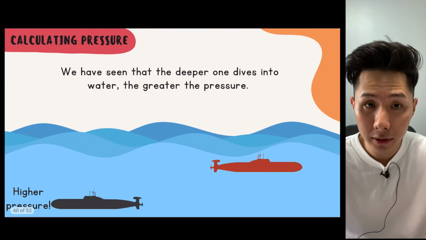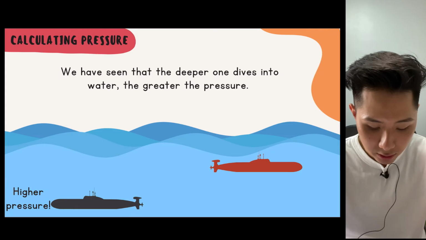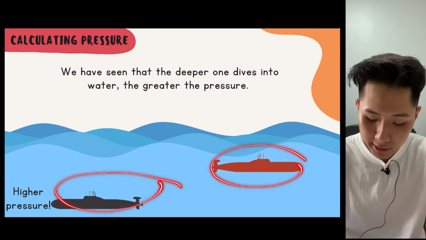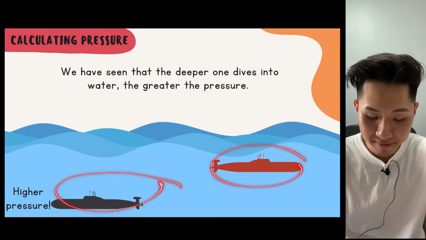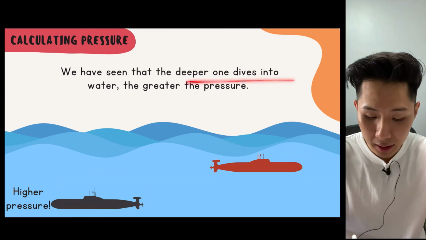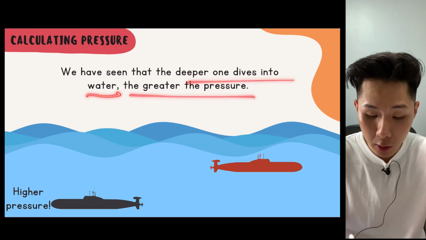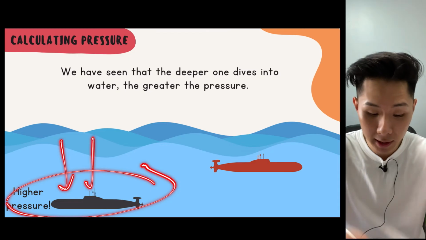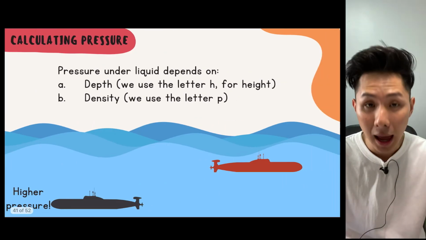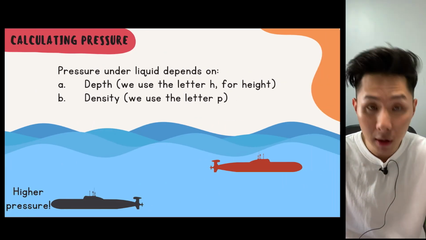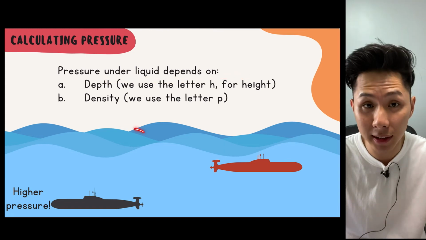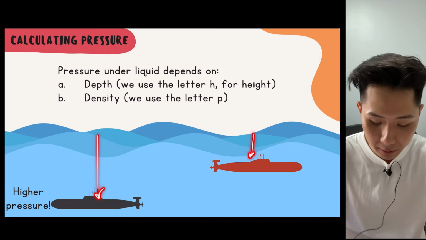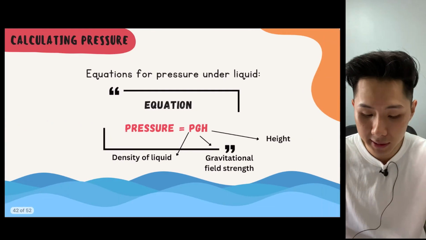The second type of pressure you'll learn, as mentioned, is how we measure the pressure on an object underwater. We have two submarines here, and the intuition is that the deeper one object dives into the water, the greater the pressure. So meaning the second submarine here will experience higher pressure. And using this intuition, we know that pressure under liquid depends on two things: the density of the water and also the depth from the water surface.